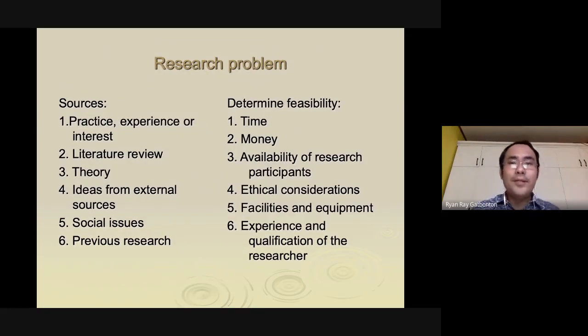Now, the first step in doing a research is to develop your research problem. To develop your research problem, you look for sources. A primary source of your research problem is your practice, experience, or interest.